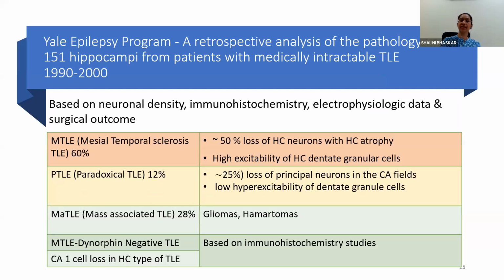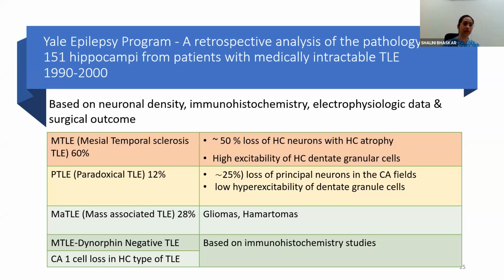A retrospective analysis of the pathology of 151 hippocampi from patients with medically intractable TLE over a period of 10 years was reviewed. Based on the neuronal density, electrophysiological data, and surgical outcome, they were classified into 5 subtypes. 60% of patients had mesial temporal lobe sclerosis, of which 50% had loss of hippocampal neurons with hippocampal atrophy, and they also showed high excitability of the hippocampal dentate granular cells.